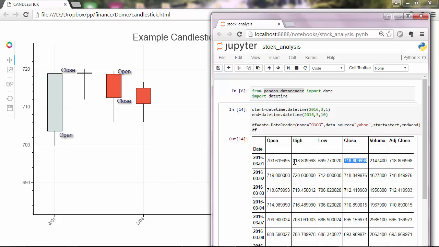And so that's about explaining things. In the next lecture we go ahead and build this chart. So see you there.